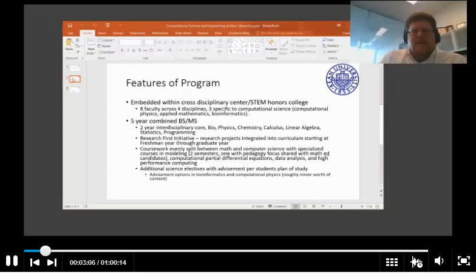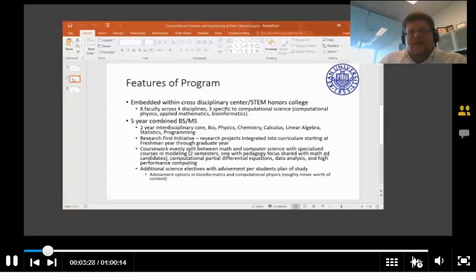There is also a part of this that we've added in the last few years, where we have a research requirement that starts in the freshman year and tracks through every single year. And the actual coursework itself is split pretty evenly between math and computer science for the required coursework beyond that interdisciplinary core.